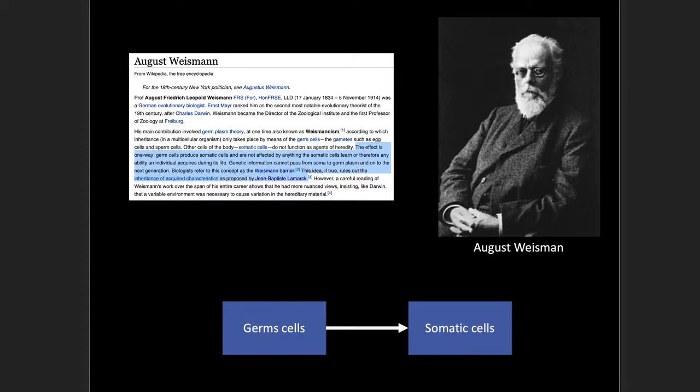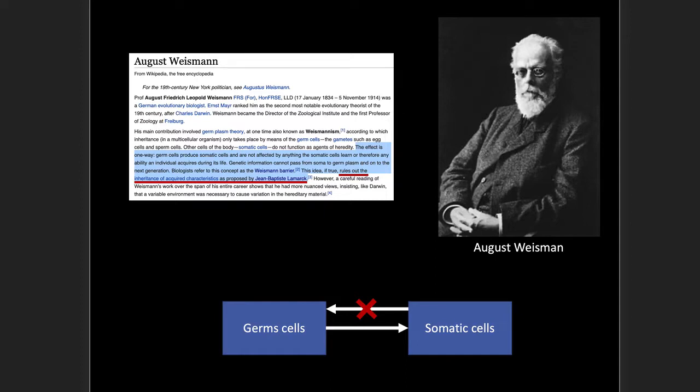And you see the arrow goes one way from the germ cells to the somatic cells. In other words, the information flows only one way from the sperm and the egg. That information flows into the somatic cells, the rest of the body. It doesn't go in the other direction. And that was very important. That's called the Weismann barrier. There's no reverse arrow there. And if you look at the quote here, this rules out the inheritance of acquired characteristics proposed by Lamarck.